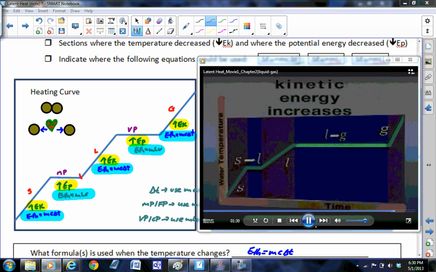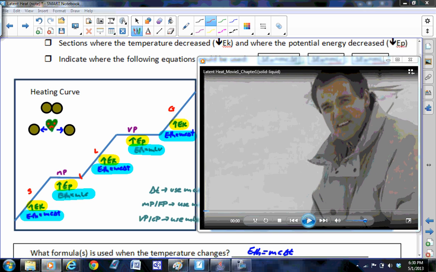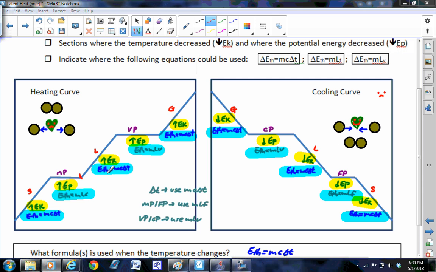The plateau at the boiling point is longer than the plateau at the melting point because it takes almost 7 times more energy to vaporize liquid water than to melt the ice. Okay, so that's for a heating curve.